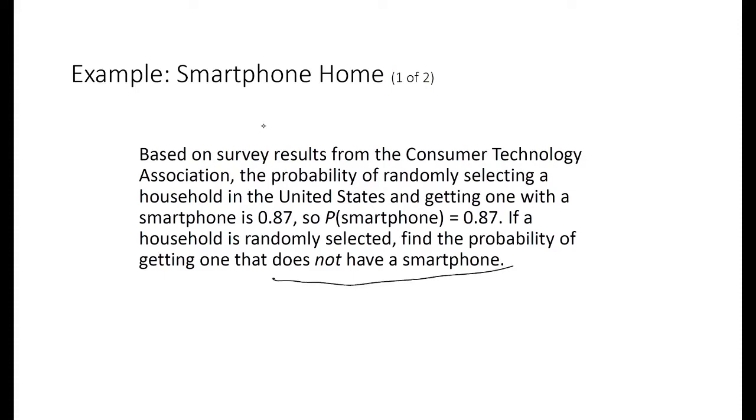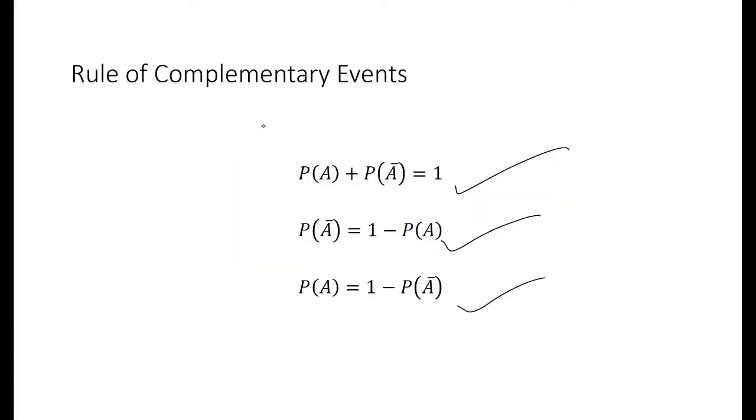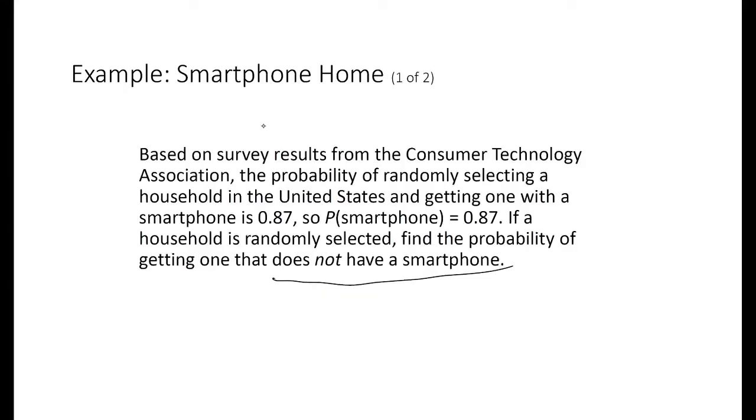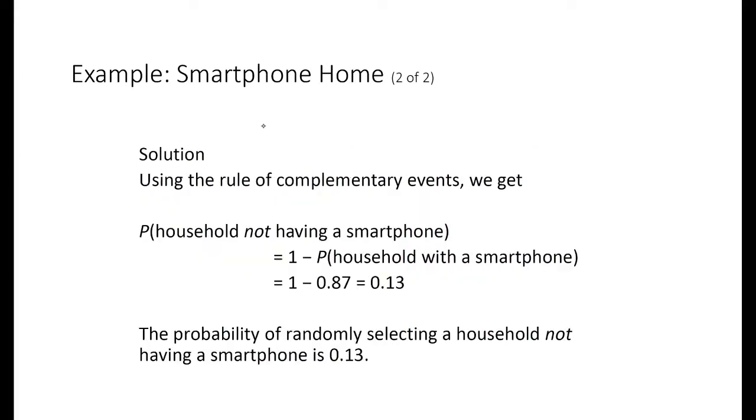So which is the complement of having a smartphone? It can be found by using the complementary rule, which is 1 minus the probability of having a smartphone, which is 1 minus 0.87, which is 0.13. So the probability of finding a household not having a smartphone can be found by using this formula, 1 minus the probability of a household with a smartphone, which is 0.13. The probability of randomly selecting a household not having a smartphone is 13%.